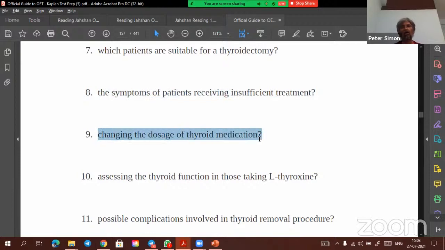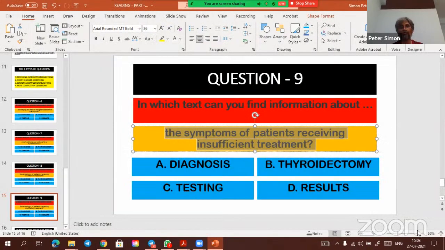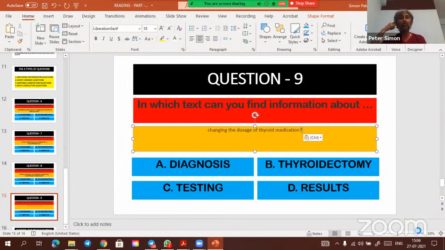Changing the dosage of thyroid medication. Dosage: how much dose is to be changed? From what dose to what dose? Increase or decrease? Where will you find whether to increase or decrease the dosage?